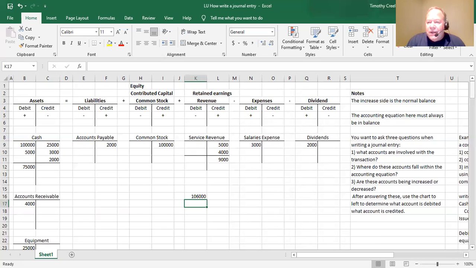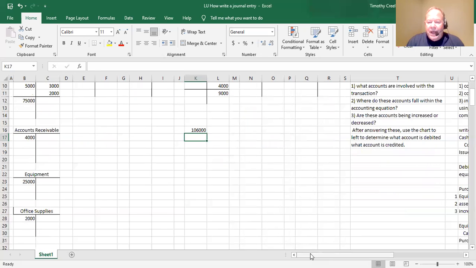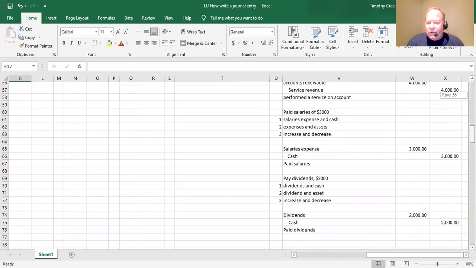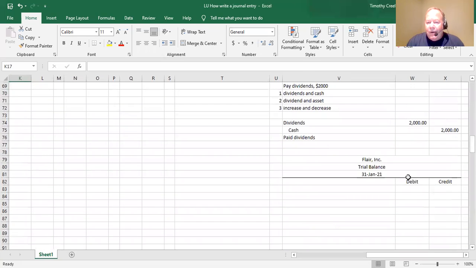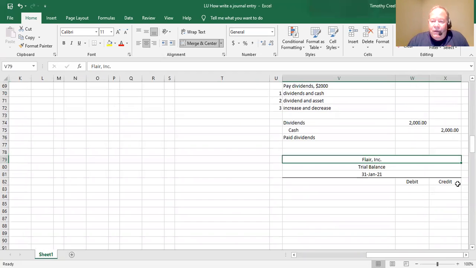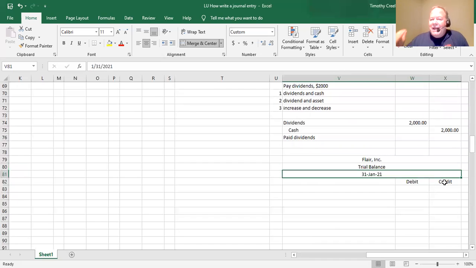Now, there's one other thing that we want to do here, and that is we want to run a trial balance at this point. What a trial balance is, it's really just making sure that your debits and credits are in balance before you go on to anything else. So in this example here, we would list the name of the company, the name of the statement, which is the trial balance, and the trial balance is, as of this moment in time, do our debits and credits agree? Are we in balance?